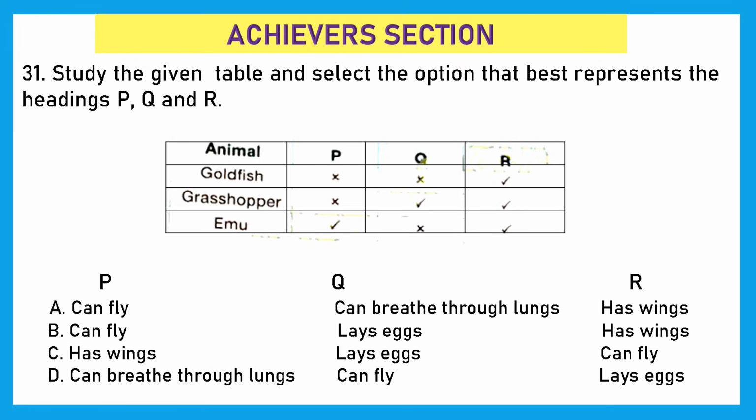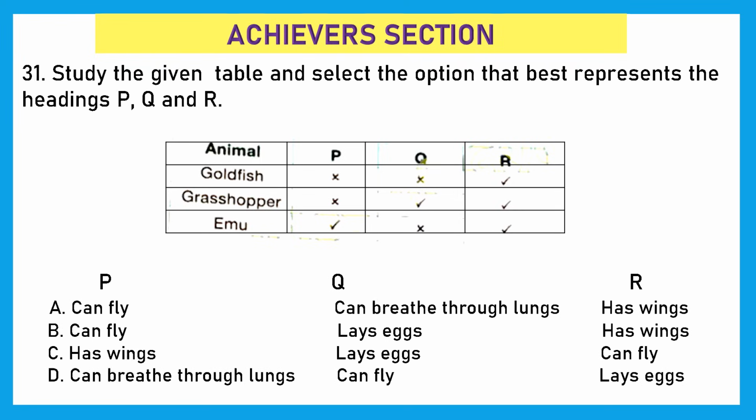Let's see. For D, P has can breathe through lungs. Goldfish cannot, cross is there. Grasshopper cannot, cross is there. Whereas MO can breathe through lungs. So tick is there. P is correct for D. Let's see Q. Can fly. The goldfish can fly? No. Cross is there under Q. Grasshopper can fly? Yes. Tick is there under Q. MO can fly? No. Cross is under Q. So D is correct for Q also.